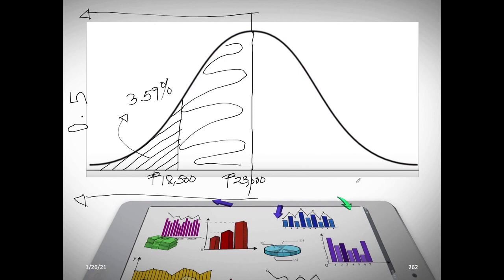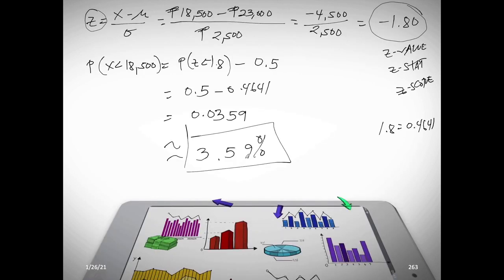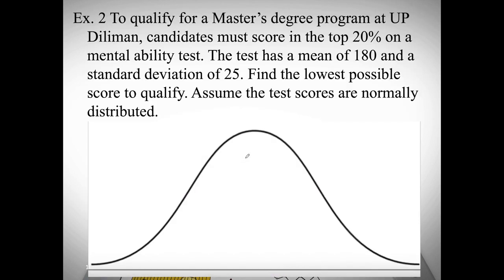Anyway, hindi naman siya left skewed distribution, hindi naman siya negative skewed distribution. So, more likely, around 23,000. So, that's it. I hope you get it. So, let's have our second example, I think this is the second. For the second example, we have here the qualifying exams for the master's degree.